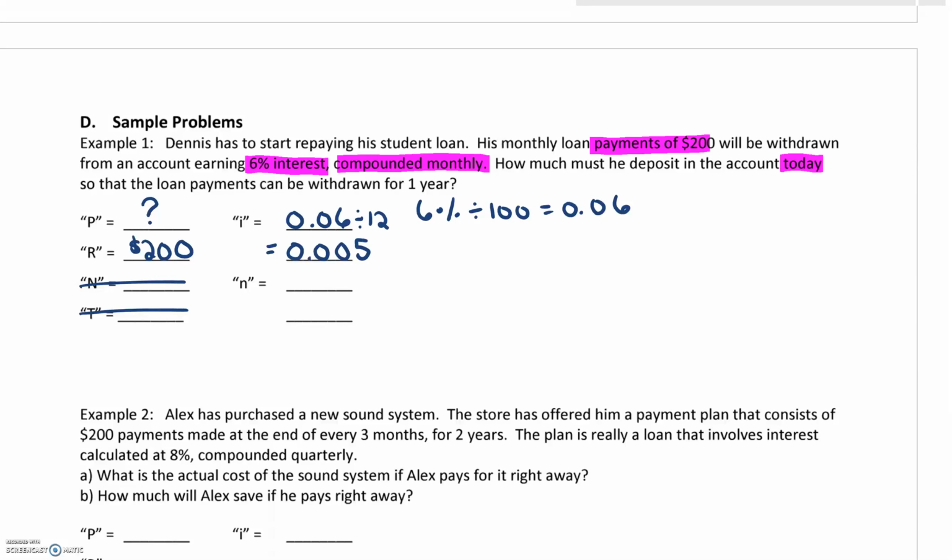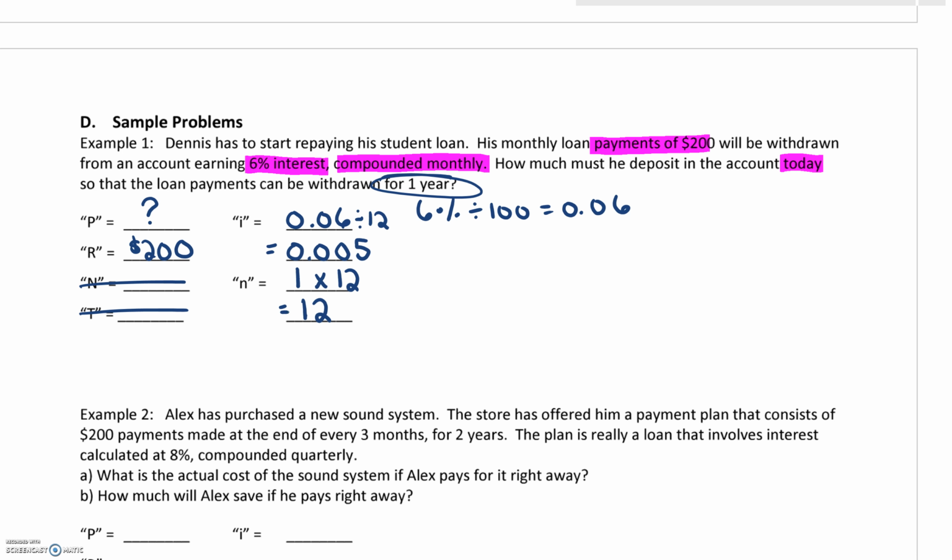I want to know how many payments he's making. So his monthly loan payments are $200. How much money does he deposit in the account today? For 1 year. There it is. Okay, if it's for 1 year and it's compounded monthly, he's actually making 12 payments. Once you've got your variables, it's actually just a matter of subbing some stuff in.